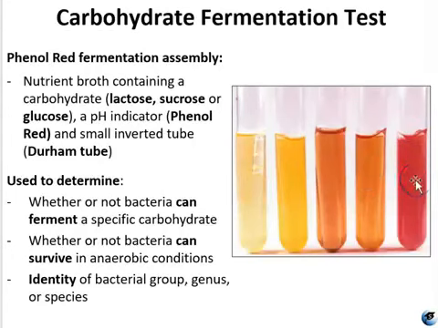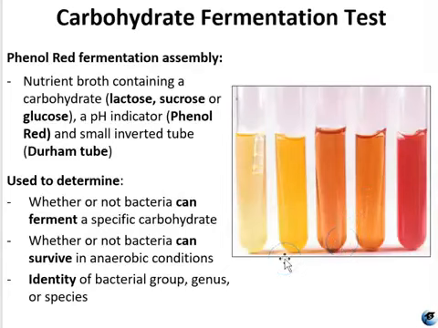So in other words, you don't have to have a color change that's drastically gone from bright, dark red like this to very, very yellow like this. All of these are considered positive for fermentation because all of these are exhibiting a drop in pH. And then you're also determining whether or not the bacteria can survive in anaerobic conditions based on the presence or absence of a bubble in the Durham tube, the bubble being either CO2 or hydrogen gas. And those are also byproducts of fermentation.